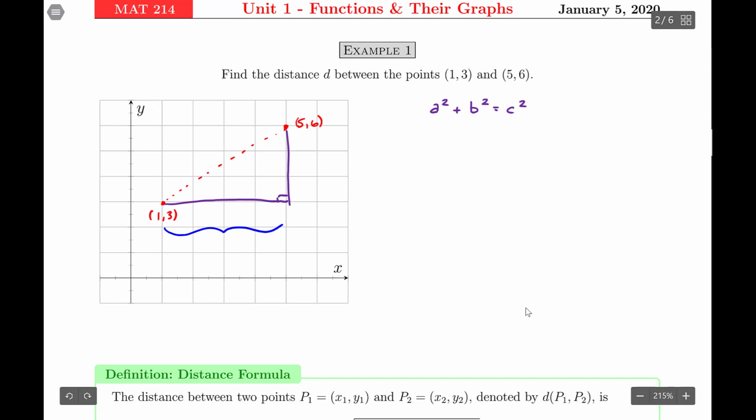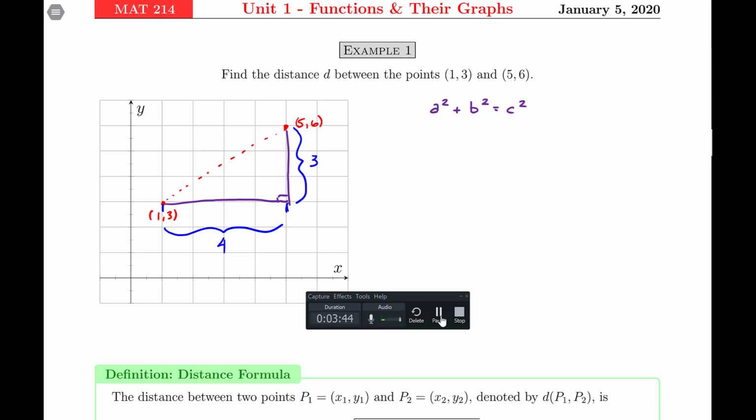So this first leg has an x value of 1 up to an x value of 5, so we know that that's going to be 4 units long. And then the height has a y value of 3 up to a y value of 6, so we know that the height is 3. If you remember anything else from geometry, you can already see that this is a special right triangle. It's what we call a 3, 4, 5 right triangle, so we already know the hypotenuse is 5 units long. If you don't see that, that's fine. We're going to go ahead and substitute these numbers in and come up with the values.